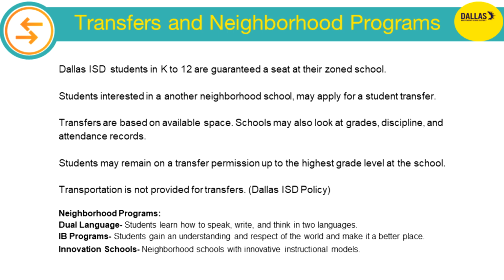Now, for transfers, the decision to accept and approve your request is mainly based on available space for the grade level that you're applying to. Sometimes the schools will also look at the grades and other records for the student, but it will be primarily based on space availability. And once you get that approval, say you get the approval in kindergarten, you can remain up to the highest grade level at that school without having to reapply, and you'll just keep rolling over every year to keep re-enrolling back at that school.